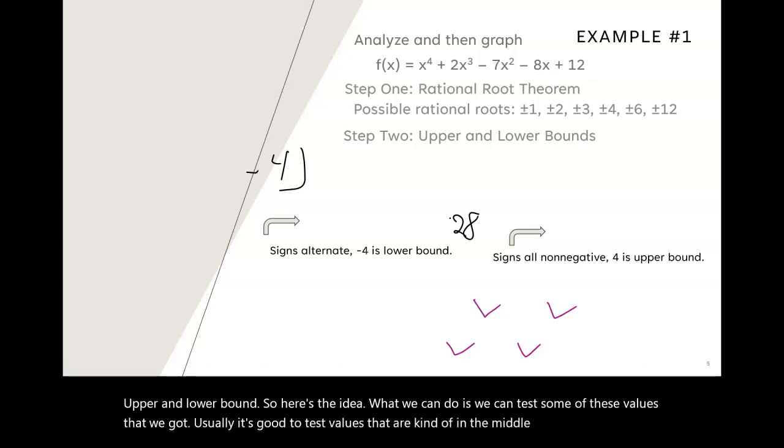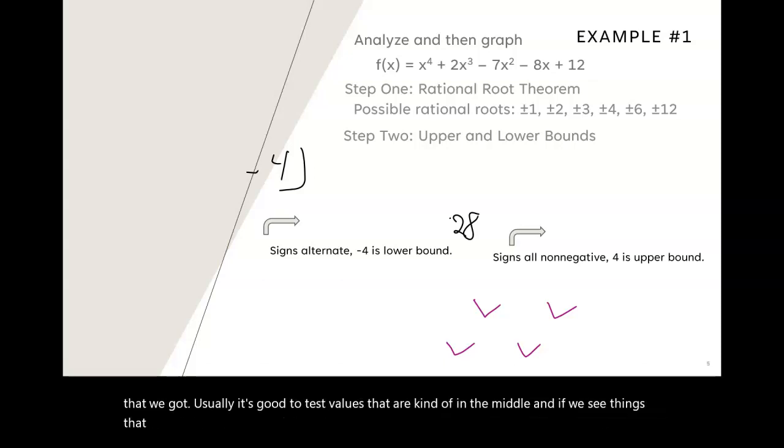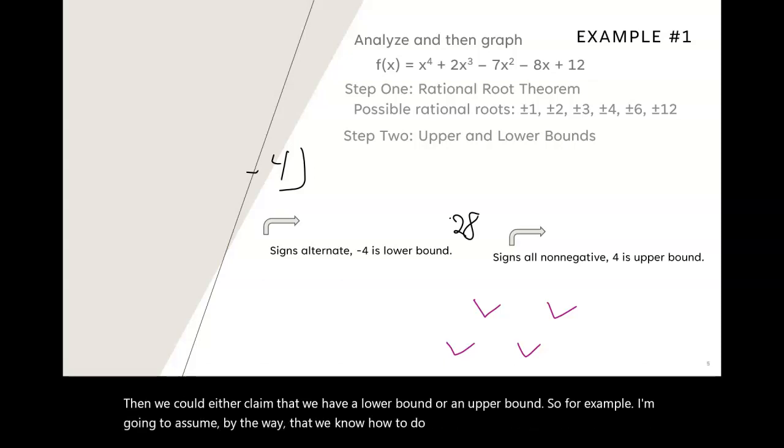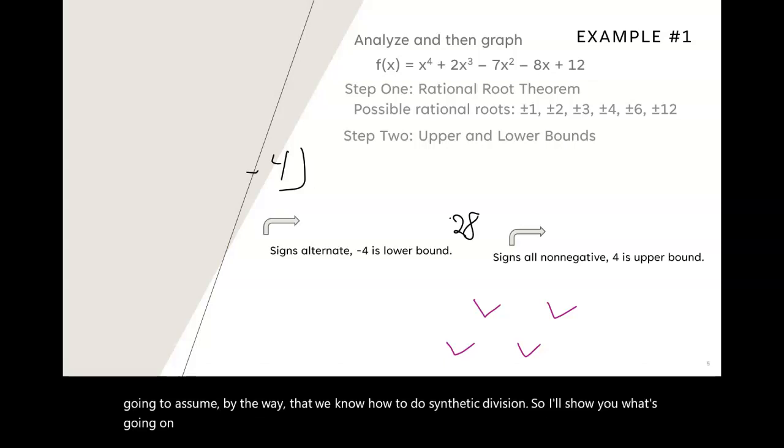And if we see things happen with our synthetic division in these roots that we're testing, then we can claim either a lower bound or an upper bound. For example, I'm going to assume that we know how to do synthetic division, so I'll show you what's going on and then explain what's happening, but I won't go through all the details of the synthetic division.